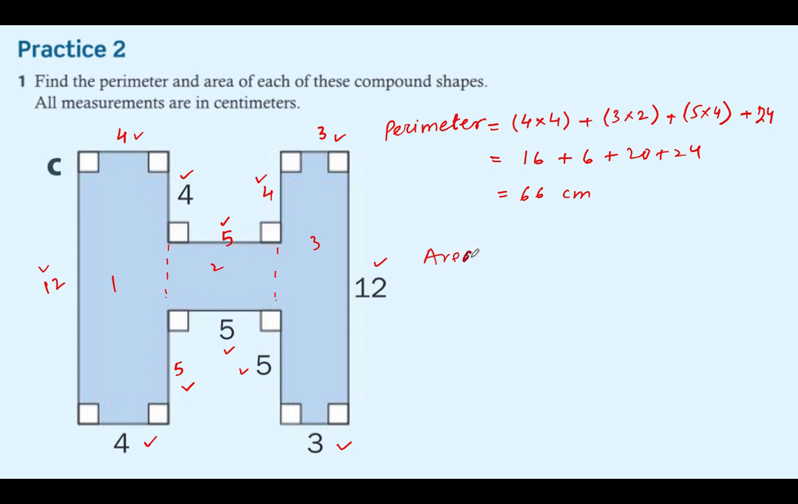Now the area. So for the first rectangle, you can see it's 4 by 12.